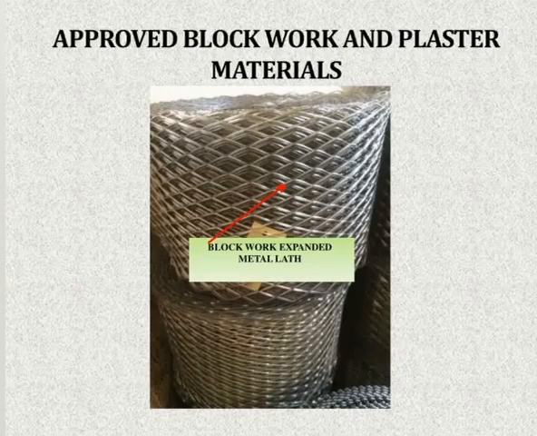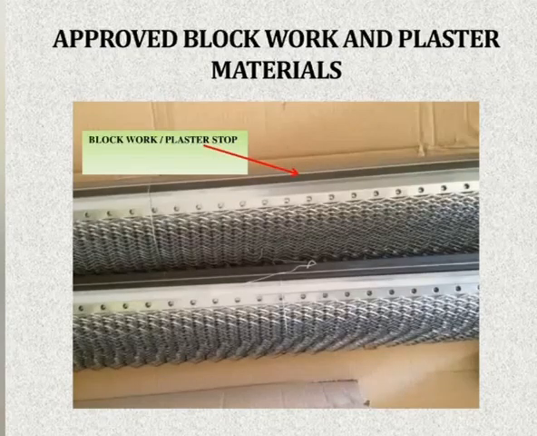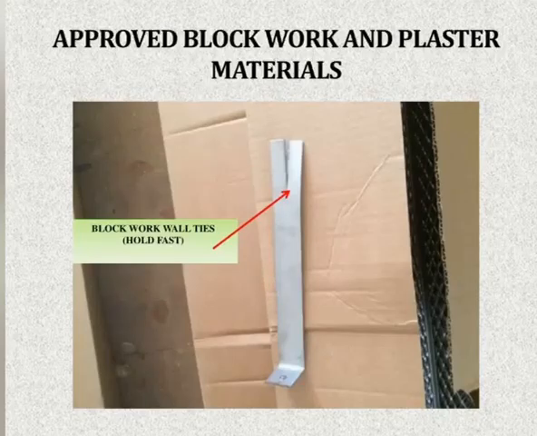These are the approved block work and plaster accessories. This is a GI mesh. This is the GI corner bead. And this is the plaster stopper. The plaster stopper is used where in the same wall we have plaster and marble or ceramic. This is as a plaster stopping point. This is the anchor, wall anchor or hold fast. This is the connection between the block work and the concrete structure.